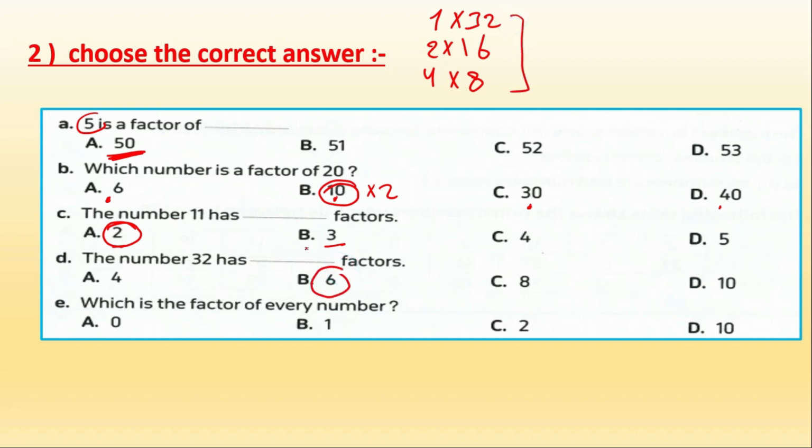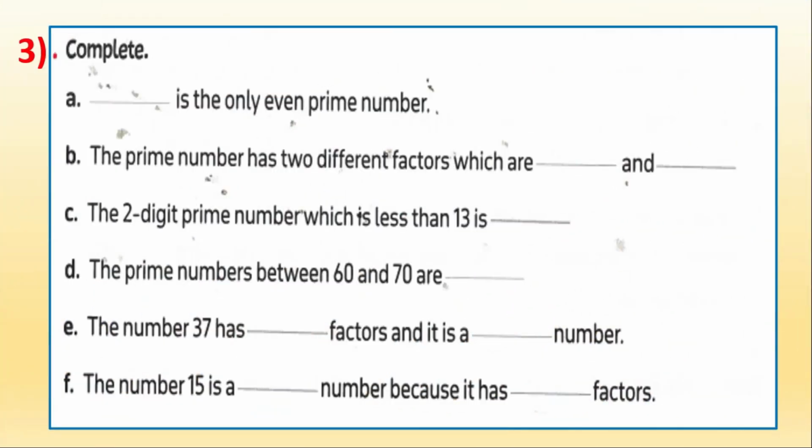Got it? Which is a factor of every number? 1 is a factor of all numbers. Okay? Complete. Number 2 is the only even prime number. Which one is the only even? 2 is the only even. A prime number has only two factors, 1 and itself.